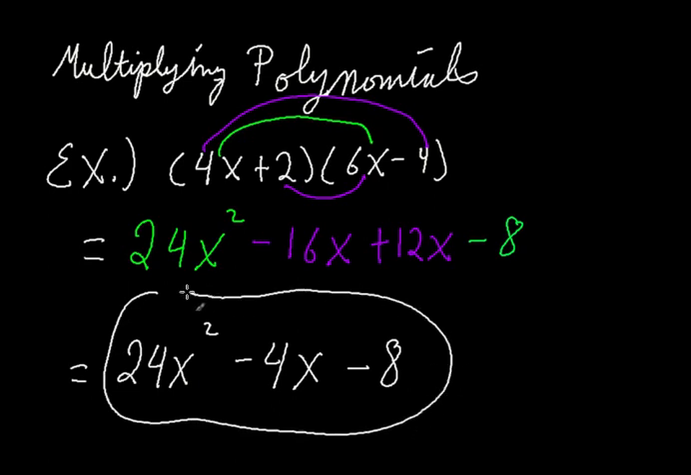So we have to distribute that way. Everything gets multiplied with everything, okay? These things in purple here, these are called cross terms, and they will combine here, okay? Let's go on to another example.